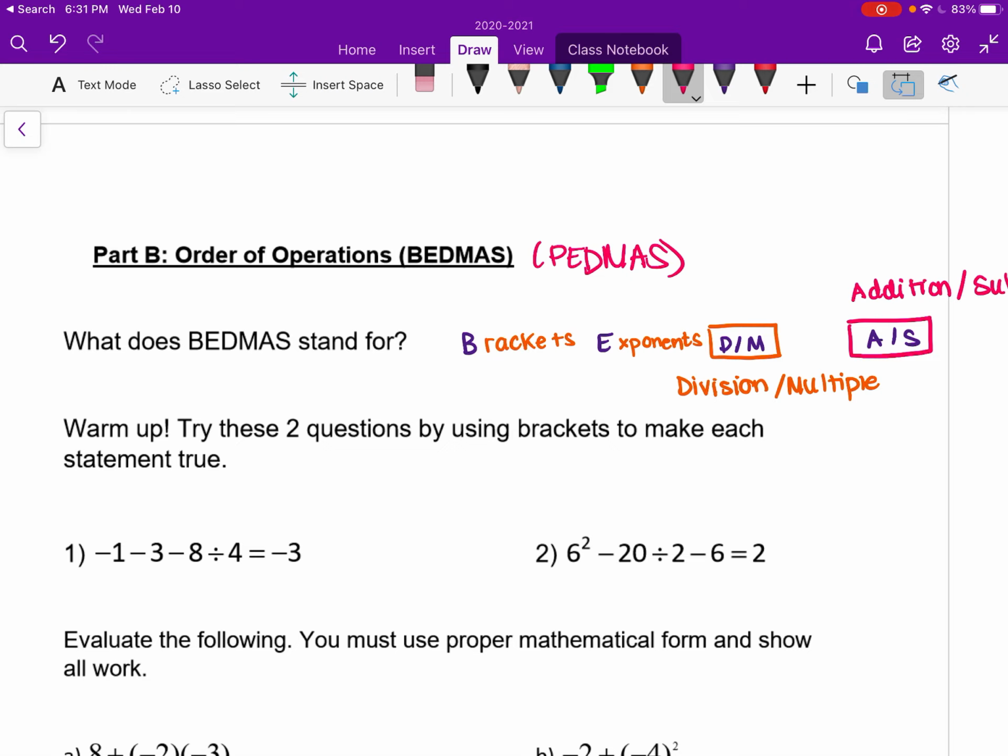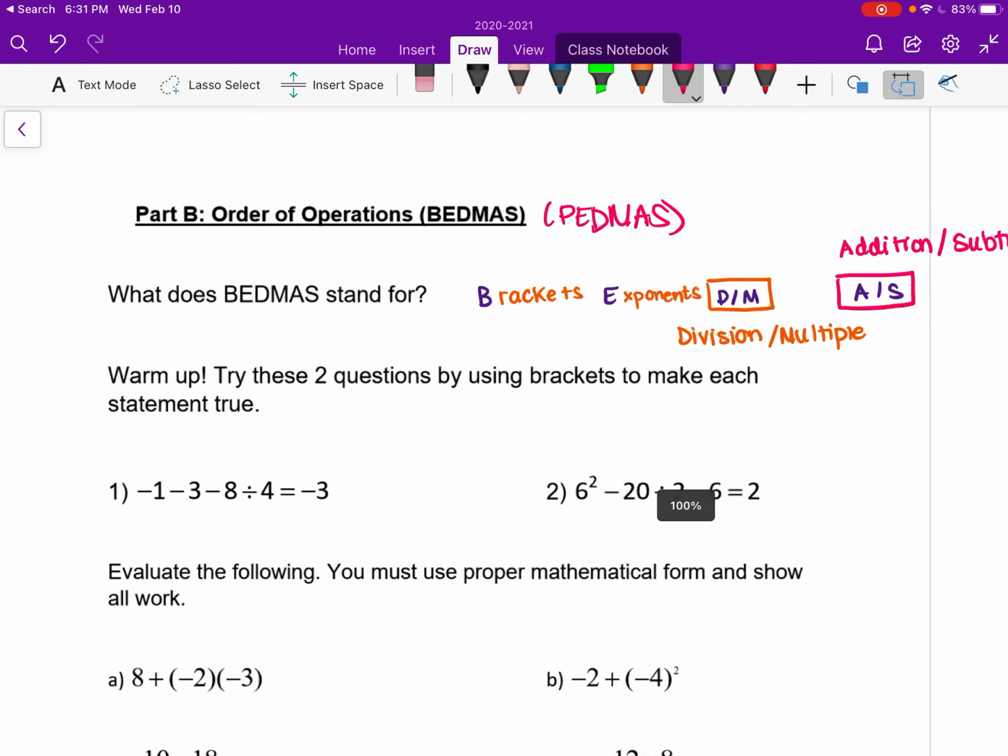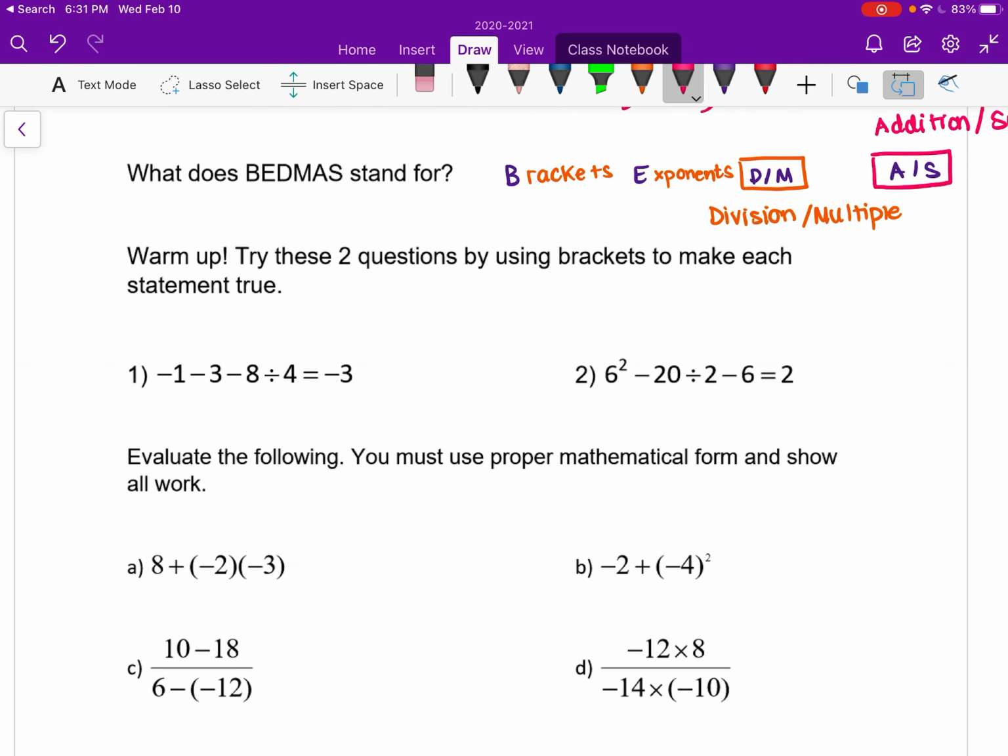Always do brackets first. Always do the exponents. Then do the division or multiplication. Then do the addition and subtraction. And I'll go through this. So a warm-up that I want you to do is pause this video and try to make these true by putting in brackets. And we'll go through putting in brackets when it's true.